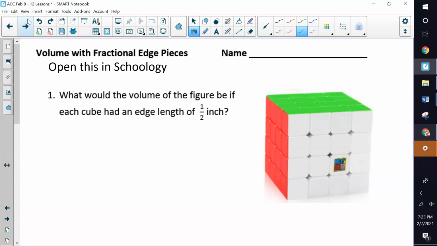Write all your answers on paper, and then you're going to start up the Volume with Fractional Edge Pieces video. It walks you through an explanation of all the answers. You can just look at the answers. If you got them right, you're done. You're going to move on to the next thing.